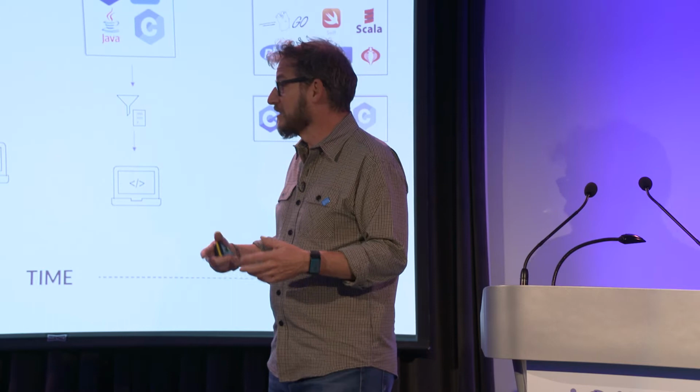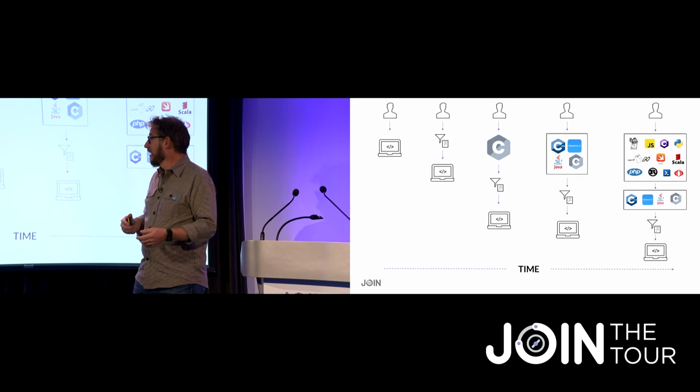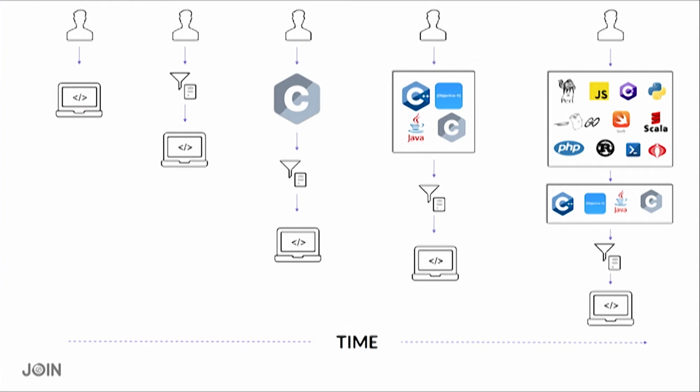And then there are higher level languages that go on top of that. So like C++ is C with some new ideas. And Java is basically C with garbage collection and with object orientation.